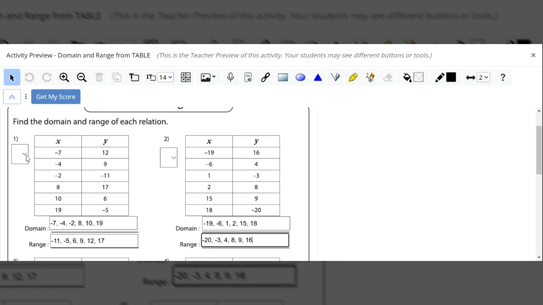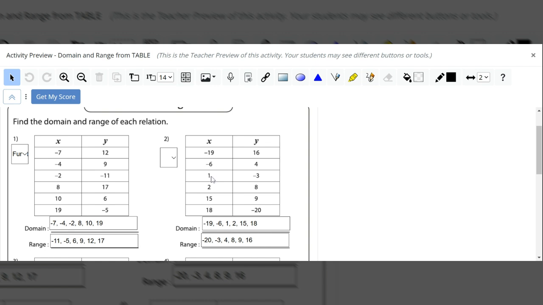Hold on, let's look at what they're asking for. So now here we go. Let's try some more. Is this a function? Now to check if this is a function, I'm going to investigate the values on x: -7, -4, -2, -8, 10, and 19. So this is a function because there is no number that is repeated under the x. So this is a function.